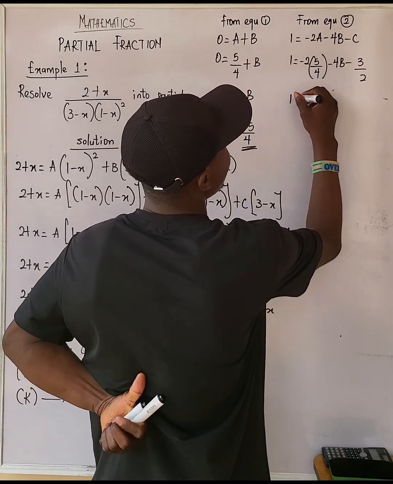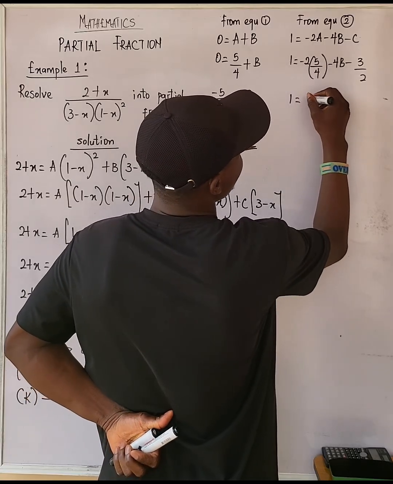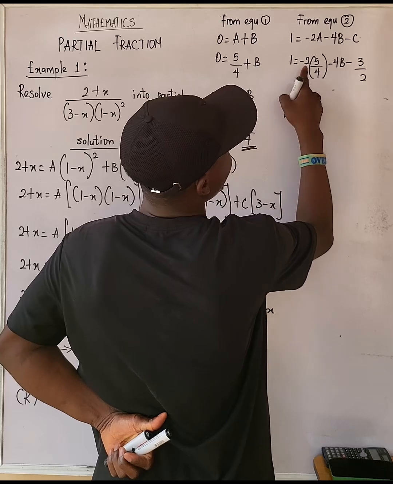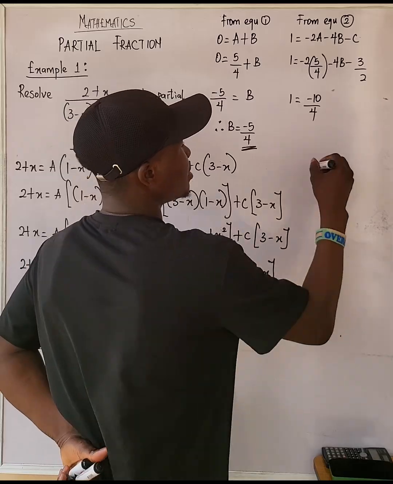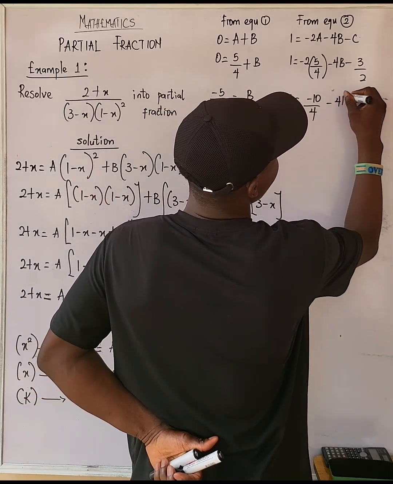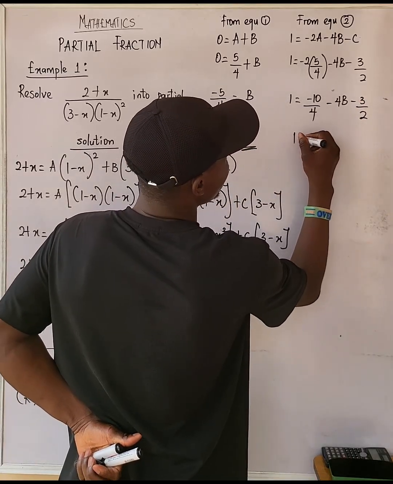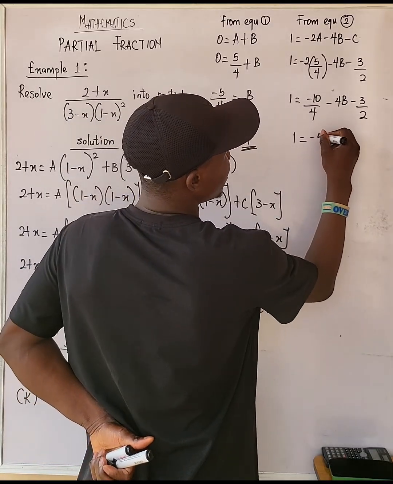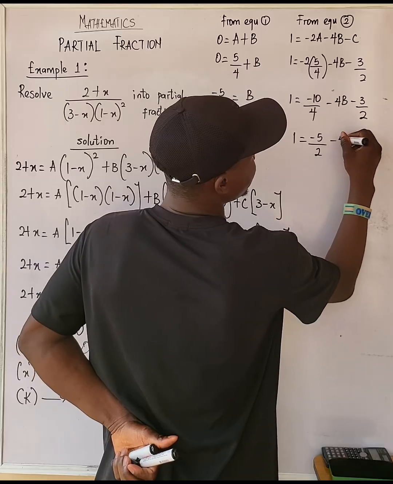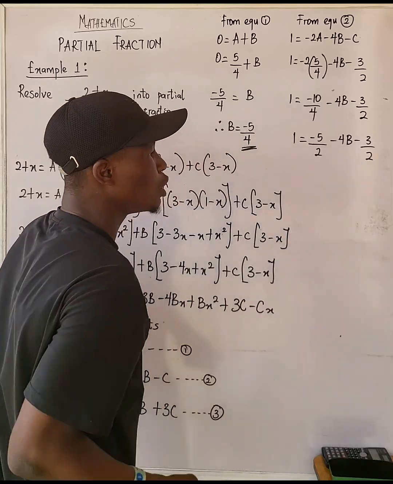We're going to have 1 is equal to, okay, let's just minus 2 multiplied by 5 is what? Minus 10/4. If you like, you can divide them: 2 in 2 is 1, 2 in 4 is 2, and you have minus 5/2. It's still the same thing. So minus 4b, then minus 3/2. Now that will give us 1 equals to, we can reduce 2 in minus 10 is what? Minus 5. 2 in 4, 2. Minus 4b minus 3/2. What are we going to do here?